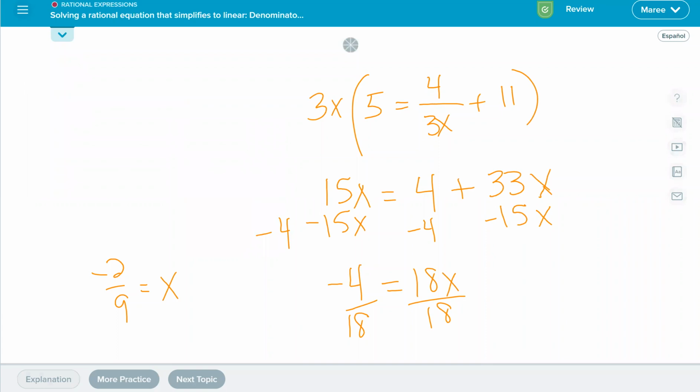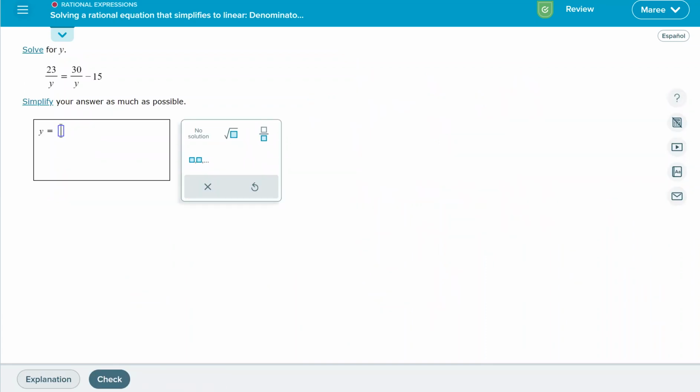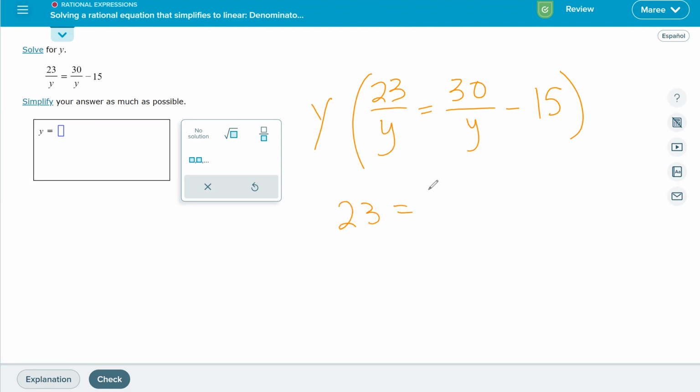And we'll try one more for practice. So our common denominator here will be just y. We don't have to do y squared or anything like that. We're just going to multiply the entire equation by y. Because that way, when we multiply each fraction that has a y in the denominator by y, we'll be able to cancel those. So when we multiply the first two, we're just given what's in the numerator because the y's will cancel. But we still have to multiply that 15 by y to get negative 15y.